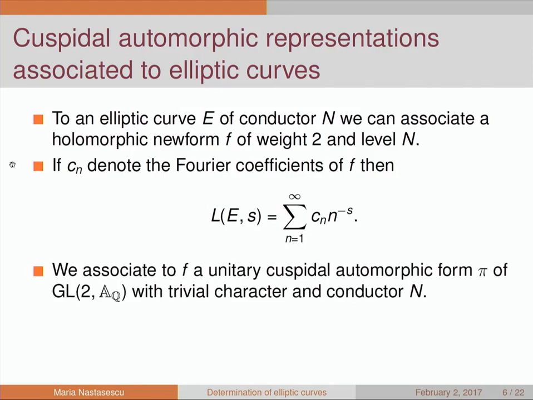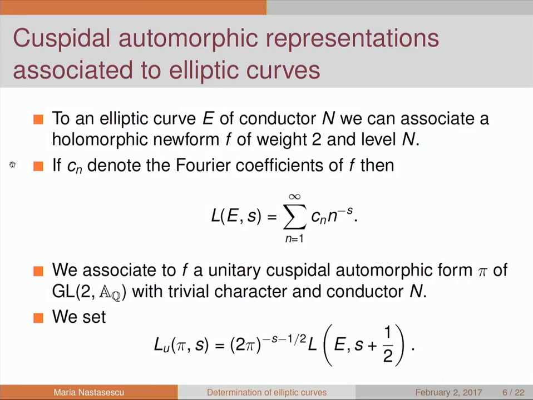Now, to this newform f, I can associate a unitary classical automorphic representation pi of GL2 over Q that has trivial character and conductor N. There's a relation between the L function of the elliptic curve at s plus 1/2 and the L function of the cuspidal automorphic representation associated to E at s. So we have something like this.